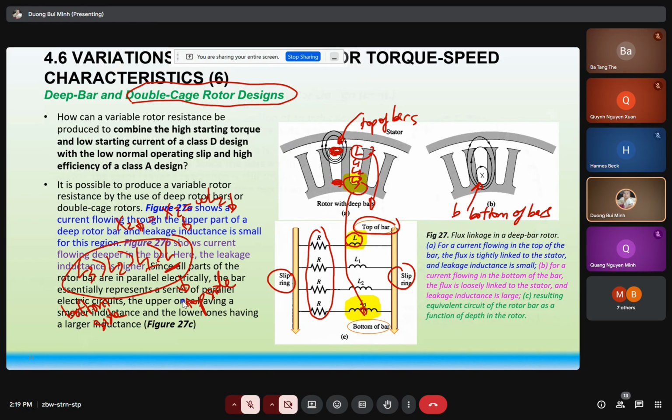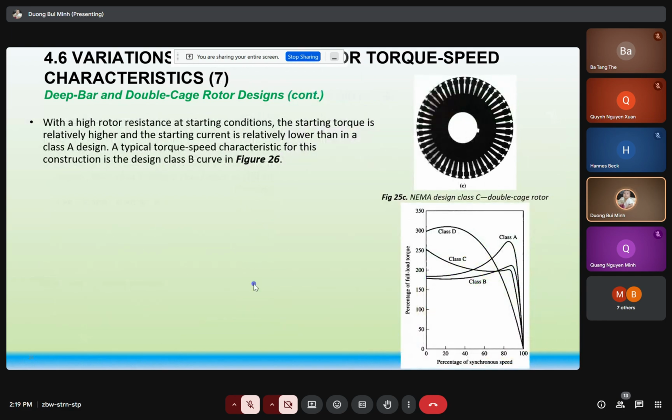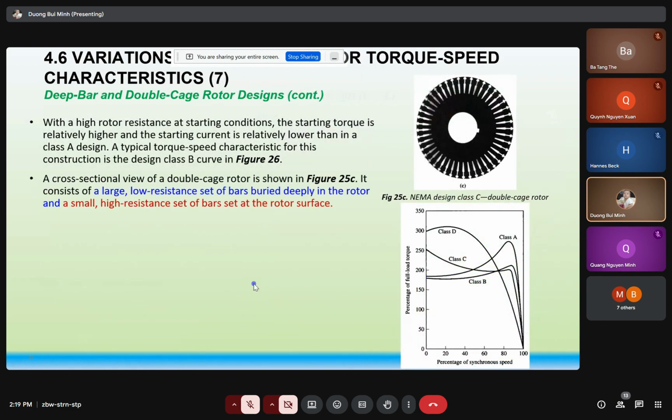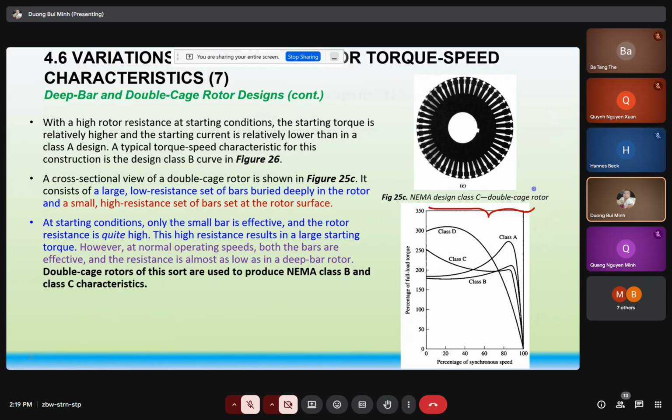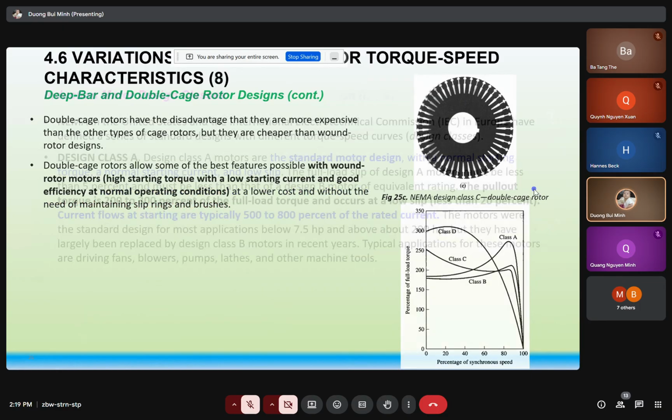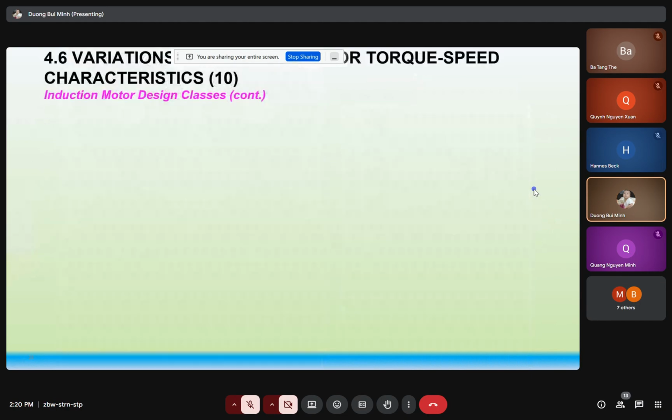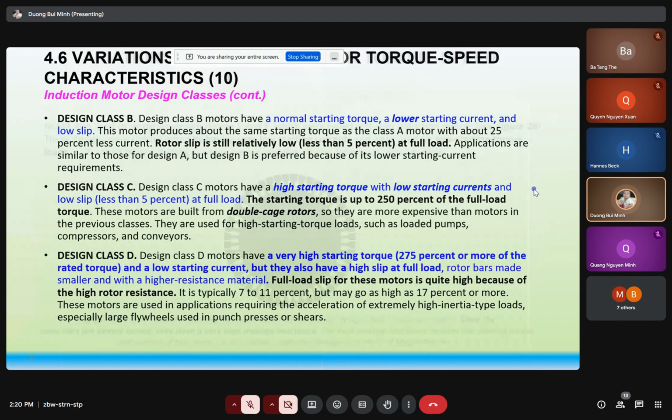Okay, we have more descriptions, and you read for yourself. Self-study is good. And this is class C, double cage rotors. And this is the summary. We have class B, class C, class D.